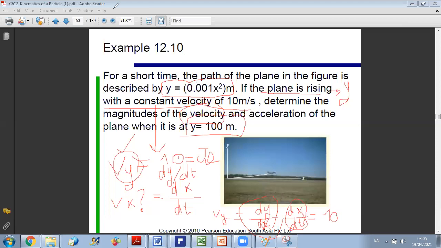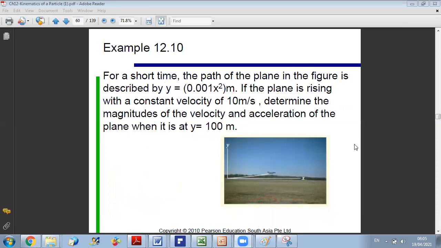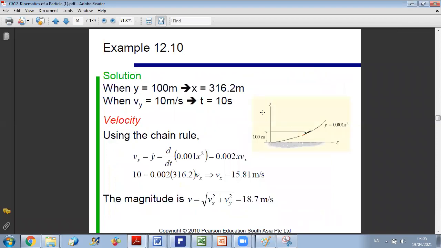So let us see the steps in detail. First I say, knowing Vy is equal to 10, and it represents y dot, which can be decomposed using the chain rule into dy by dx times dx by dt. dy by dx is 0.002x, and dx by dt is Vx. So now I can deduce the value of Vx for any position x.